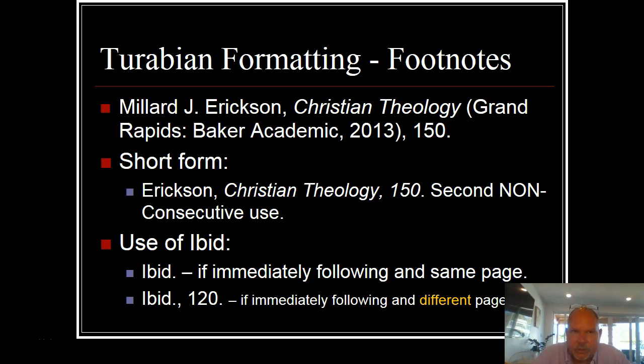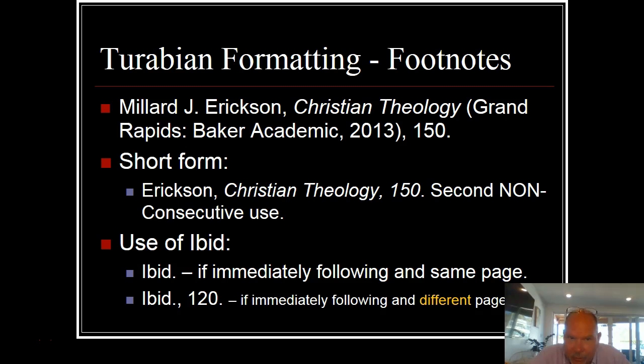Then in the footnote, you use the full citation, which is the full name, comma, the name of the book, article, or work, in italics, no comma, but a space, then a parenthesis, the city, Grand Rapids, colon, the publisher, Baker Academic, comma, 2013, close parenthesis, comma, and then the page number. Now, if you use another author next, so footnote 1 is Erickson, footnote 2 is someone else, footnote 3 is Erickson, then you use a short form for second non-consecutive uses of a footnote, and that's just the author's last name, a short form title of the book. If the title is two words, we just use the two words, and then a comma, and then the page number. So long form, another citation, short form.